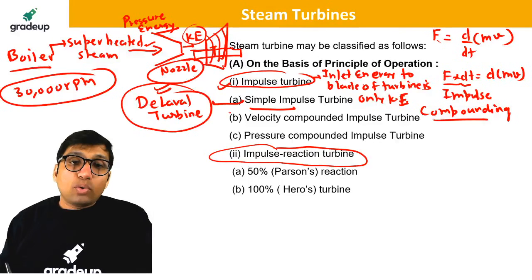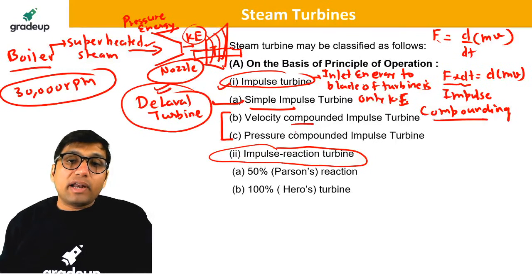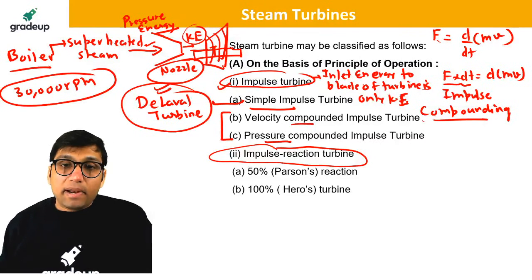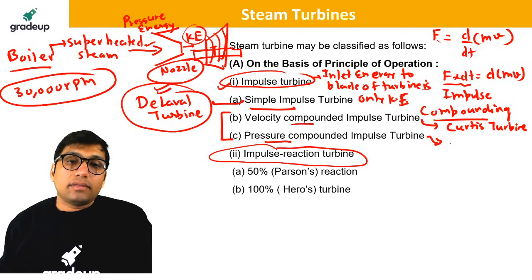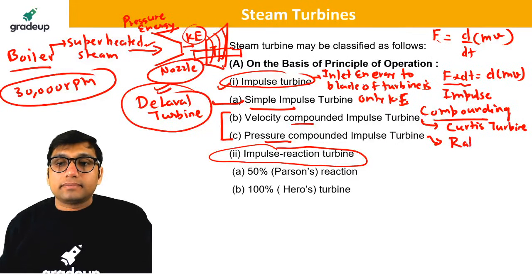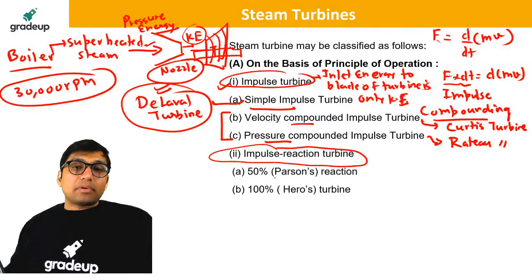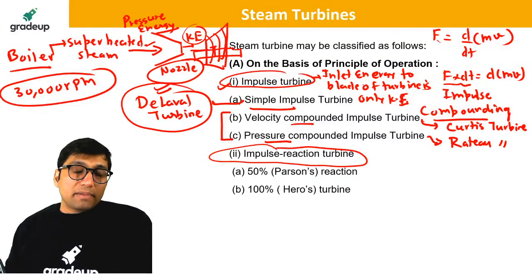So we'll be using two types of compounding, generally: velocity compounding and pressure compounding. Velocity compounding is called the Curtis turbine, and the pressure compounded steam turbine is called the Reheating turbine. So these are basically the two types of simple impulse turbine, velocity compounded and pressure compounded. Next is the impulse reaction turbine.